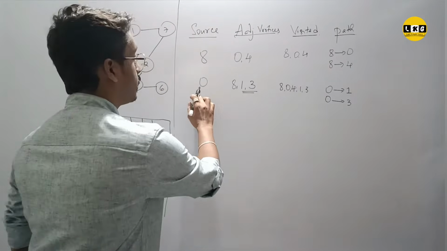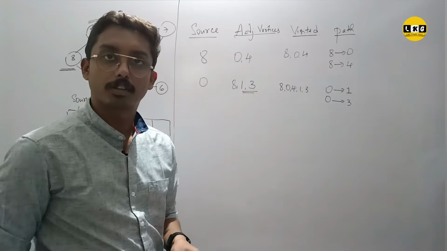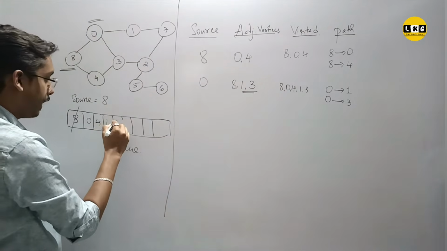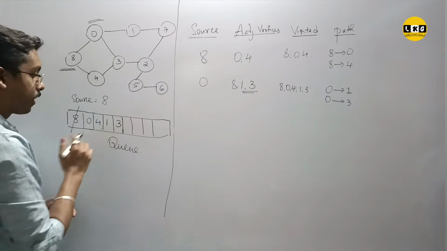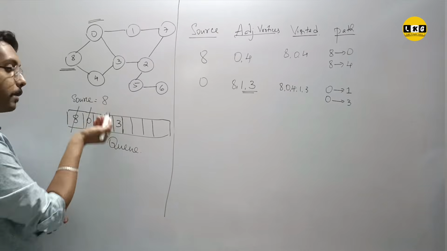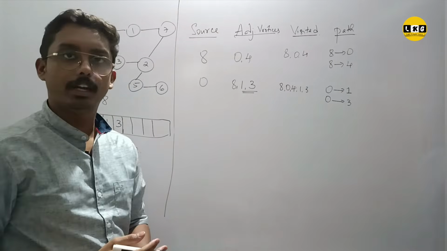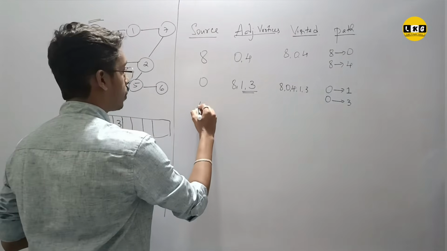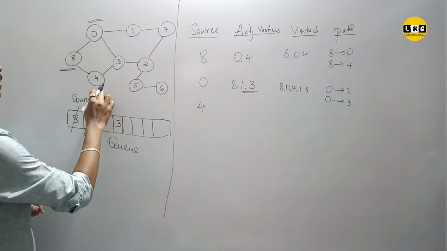Right? So we have visited all the adjacent vertices of 0. So we visited both 1 and 3. So 1 and 3 have to be updated in the queue, and 0 has to be popped out. Correct? 0 has to be removed from the queue. Now which is the top of the queue? 4. 4 is the top of the queue. Okay. We come to 4.